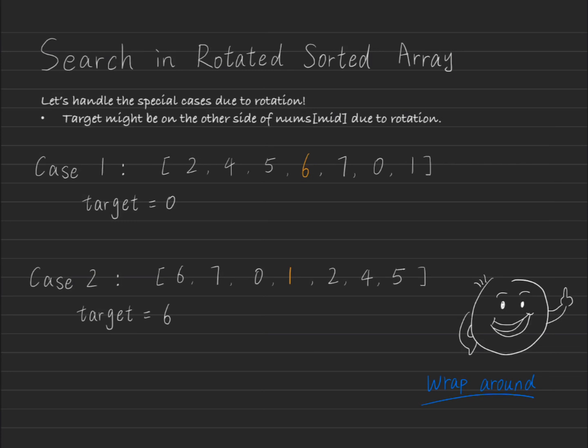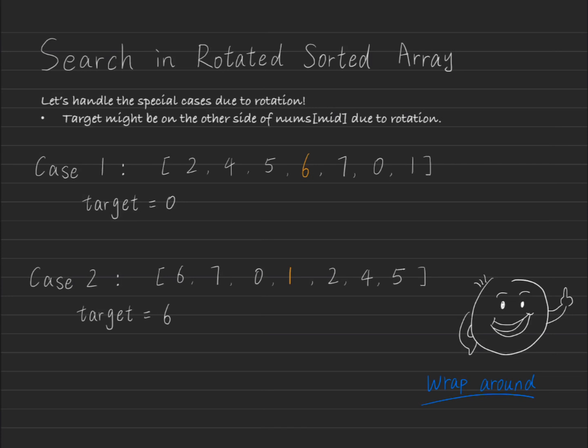And how do we know that? Because if we look at the first element, 2 is greater than 0. And this means if there's anything that's smaller than 0, it would have been wrapped around to the right side. So instead of looking to the left, we look to the right.